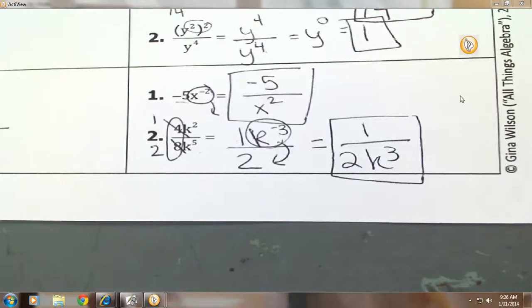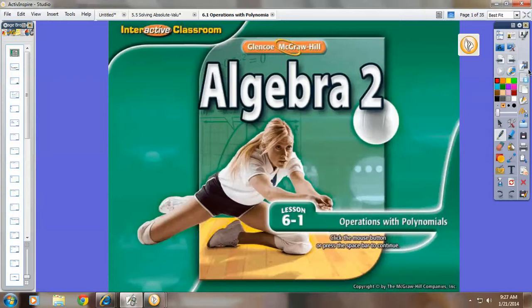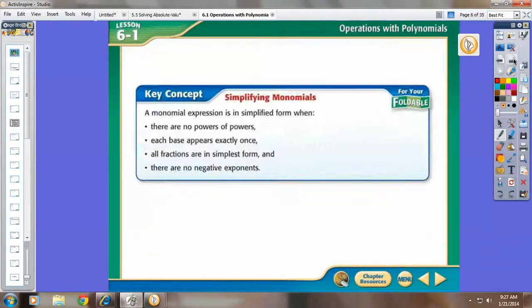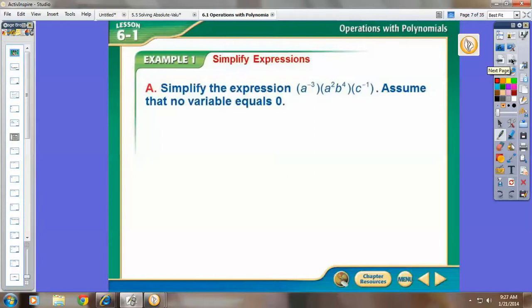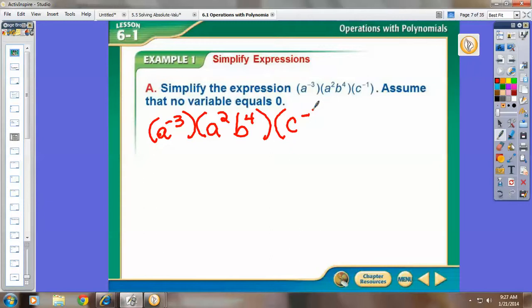Now, we're going to get into some more challenging examples here. Example A, if I gave you that, would you be able to simplify this? Can you see it? Is it kind of small? Let me rewrite it. So we have a to the negative 3 times a squared b to the 4th times c to the negative 1.